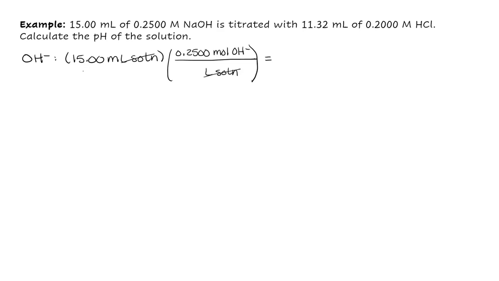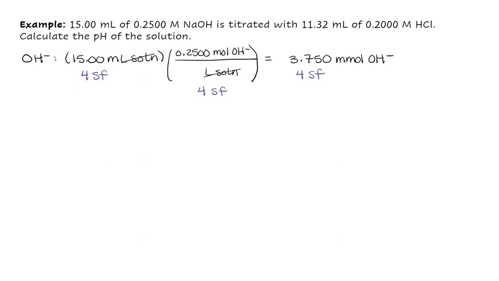For our sig figs, we have 4 sig figs in our volume, 4 sig figs in our molarity, and so our millimoles will also be rounded to 4 sig figs. Doing the math, we have 15.00 times 0.2500 rounded to 4 sig figs gives us 3.750 millimoles of OH-.